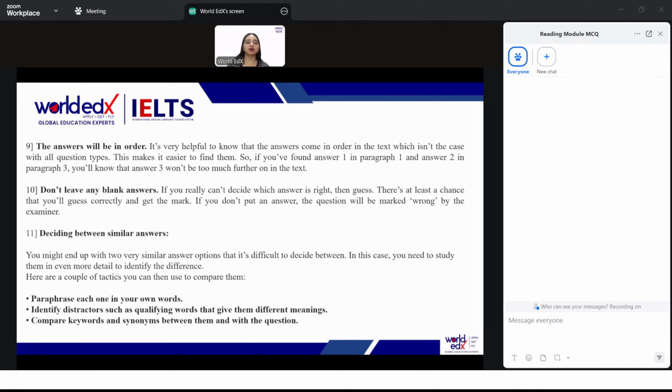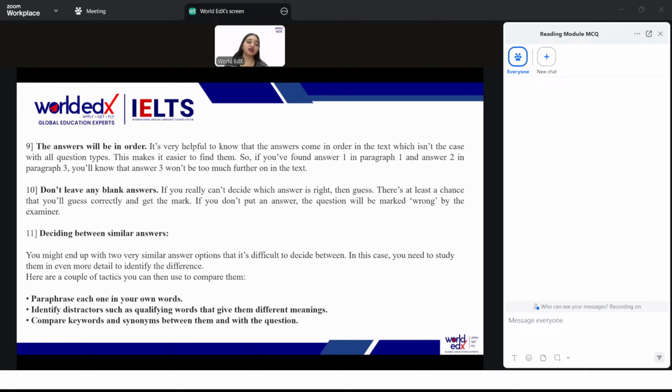Now, you need to decide between similar answers. For example, you might end up with two very similar looking options, and it would be difficult for you to decide which is the correct answer. In this case, you can use a couple of tactics to compare them. The first is to paraphrase each one in your own words. So you read the options and then try to paraphrase them, try to understand what they mean.